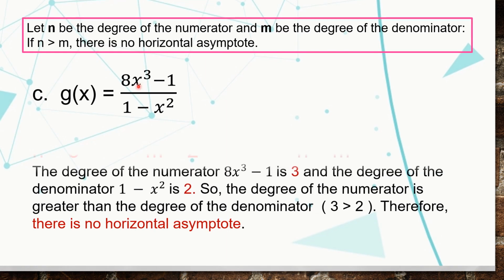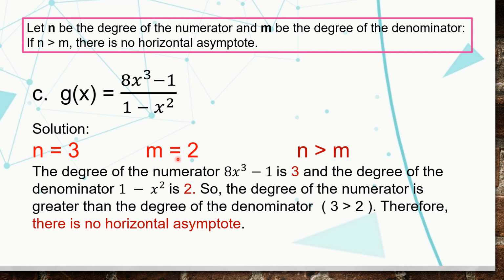So, for letter C, we have g of x equals 8x cubed minus 1 over 1 minus x squared. Ulitin ko ulit, sa pagkuha ng horizontal asymptote, ay magbe-base tayo sa degree ng numerator at degree ng denominator. When we say degree, it is the highest exponent. So, in the numerator, mapapansin natin na ang highest exponent ay 3. So, ito ang ating degree. So, ito ang ating n. n equals 3. In the denominator, the highest exponent is 2. Therefore, our degree is 2.